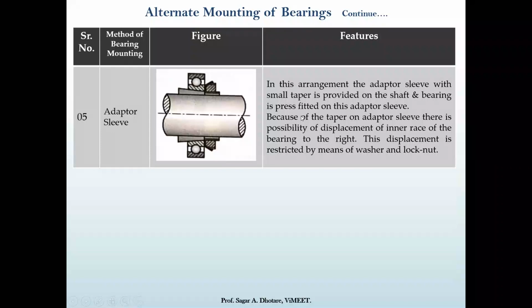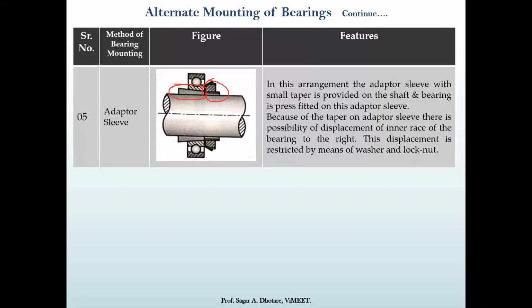Next one, the adapter sleeve. If you compare the previous one and this one, you can find this sleeve is normally provided over here, and with the help of a washer and lock nut you can hold the proper position. These kinds of bearings are normally used for the angular one.